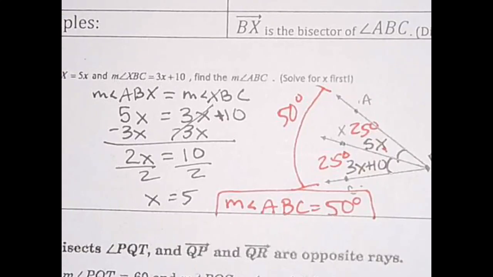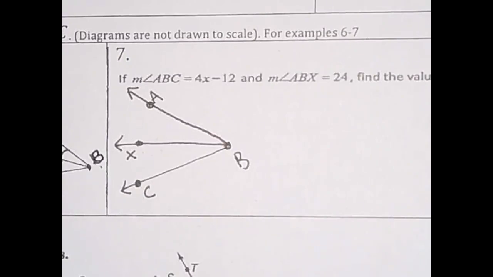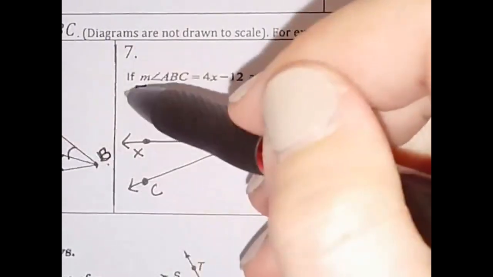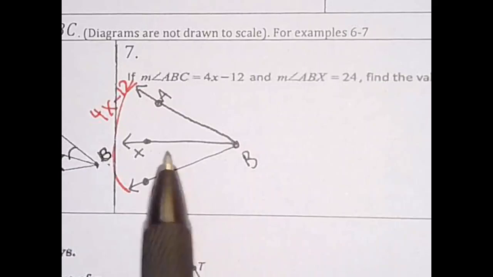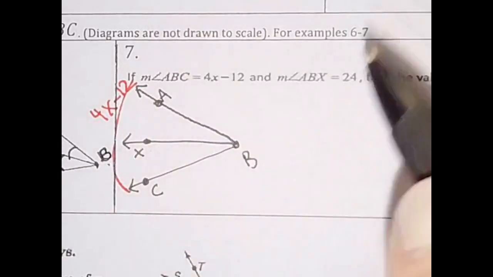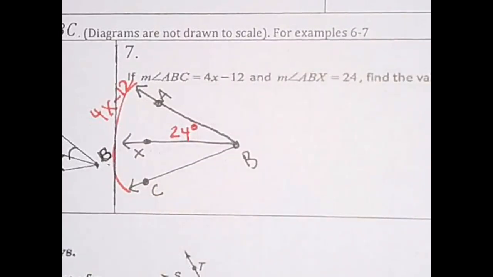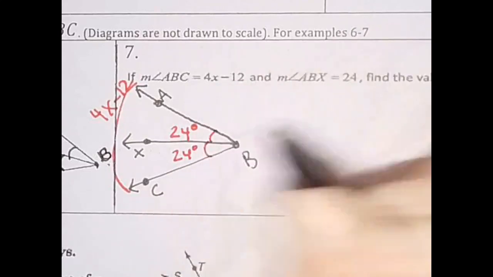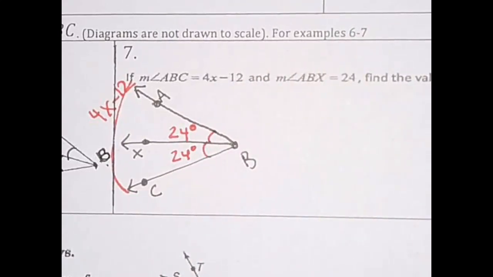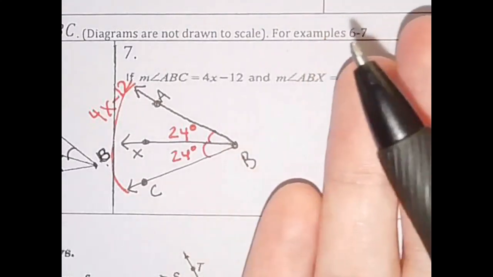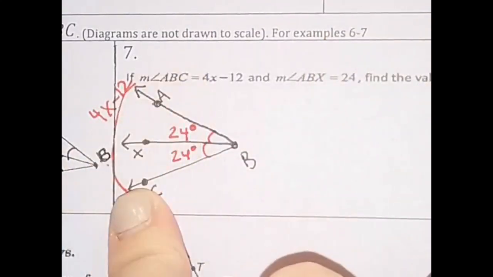Okay, so it says the measurement of angle ABC, so ABC is the entire thing, is 4x minus 12, and the measurement of angle ABX is 24. If this one's 24, then what's this angle? Should also be 24. So these are congruent. You've got two options. You can just automatically do 24 plus 24, so this whole angle should be 48. So you can say 48 equals 4x minus 12.